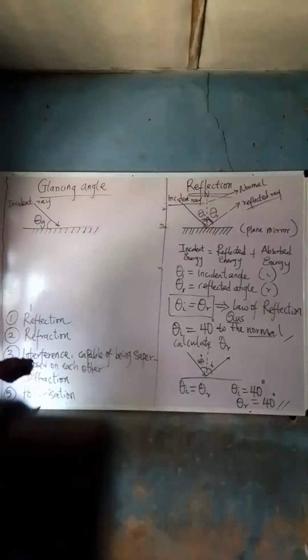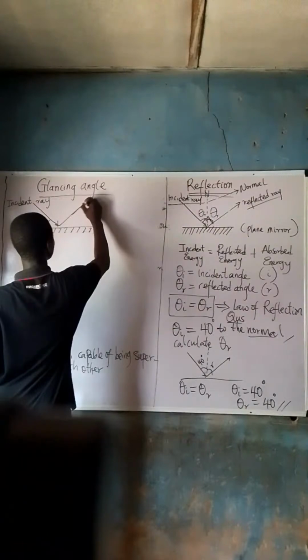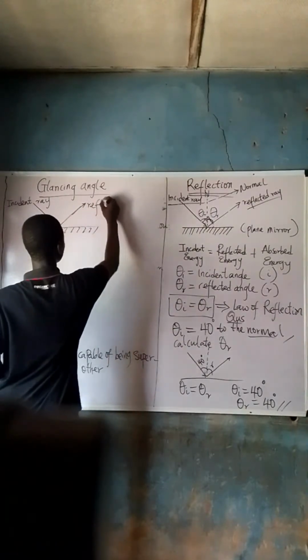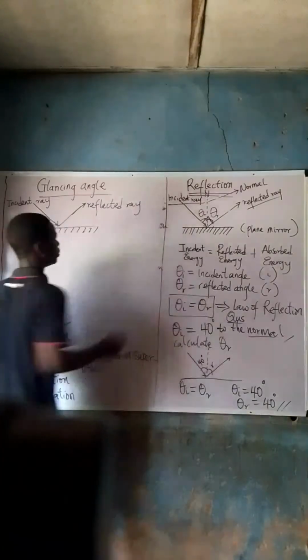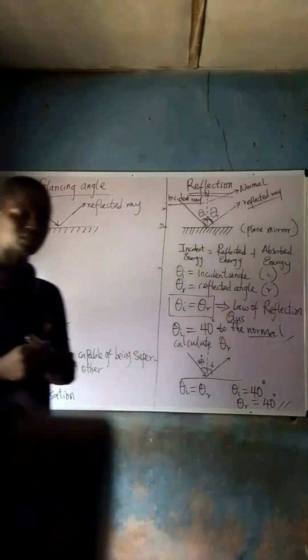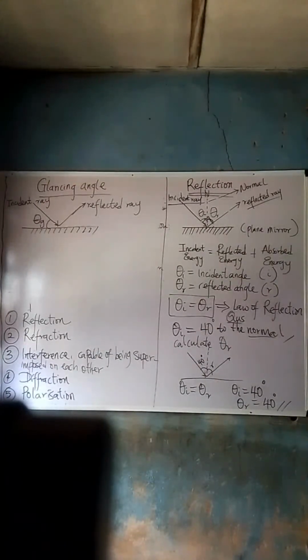So if I was to write it out, what is the glancing angle? You can tell me in the comment section, what do you think will be my definition for the glancing angle? Let me see if somebody is able to get it. What would be a good definition based on what I've already explained? Anybody? Who's got an idea here?